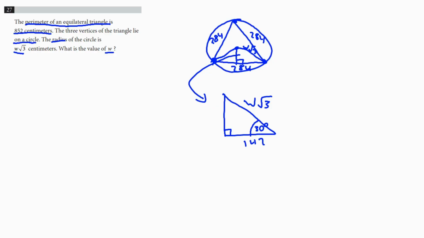So basically, we want to find the hypotenuse, and then we're going to set that equal to w square root of 3. So I'm going to set w square root of 3 equal to x. Bear with me here. I'm going to explain why, where x is the hypotenuse, and then we're going to set them equal at the end. So what we'll do is cosine 30, because we have the adjacent side, equals adjacent over hypotenuse, so 142 over x. Cosine 30, if you know your unit circle, that'll be square root of 3 over 2 equals 142 over x.